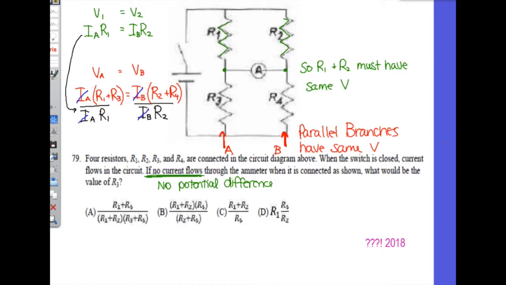Now I'm down to just R's. I just have to solve this for R3. So I'm going to cross multiply here. R2 times that, I need to distribute. So R2 times R1 and R2 times R3. And then same thing this way. R1, and I need to distribute.